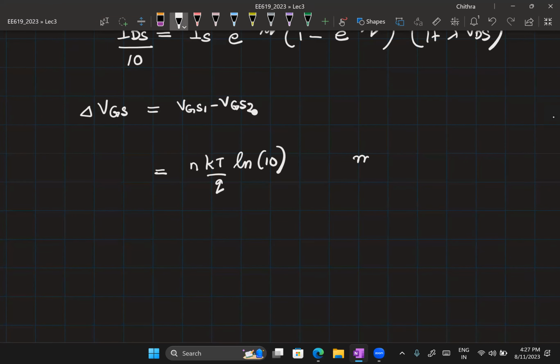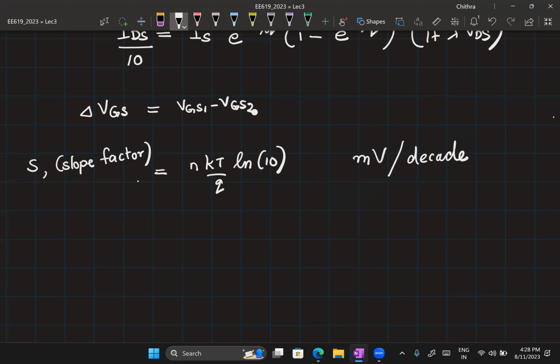So the units for this is millivolts per decade, because you're calculating by how much you want to change your VGS so that you can get a decade drop in the current. And this is represented using the parameter S called the slope factor. So typical values at room temperature for n equal to 1 is around 60 millivolt per decade. And we would like this value to be as small as possible. That would mean that even for a smaller change in VGS, you are able to get a larger drop in the current. Is this okay?